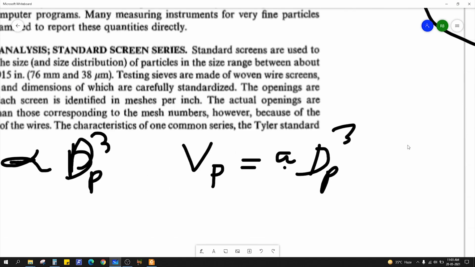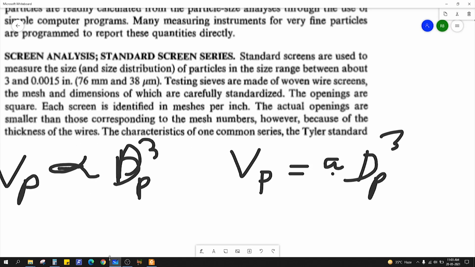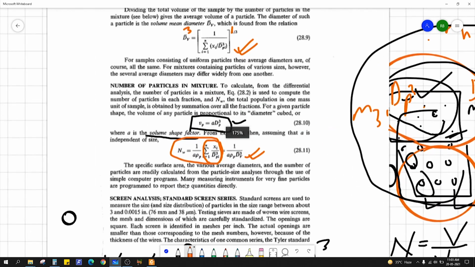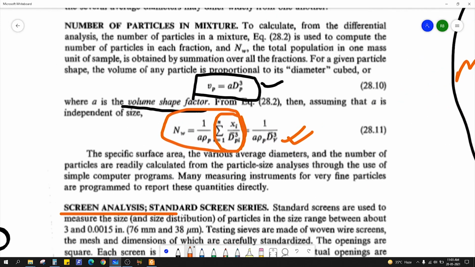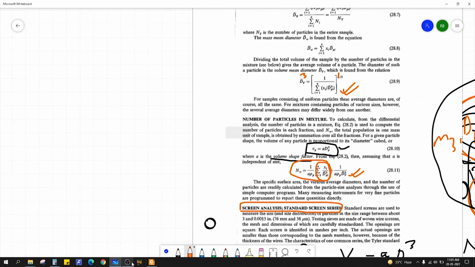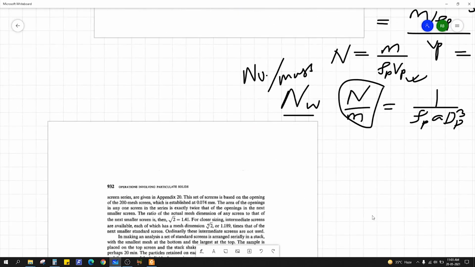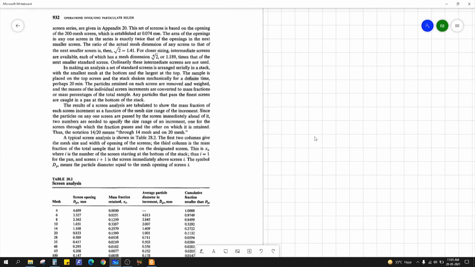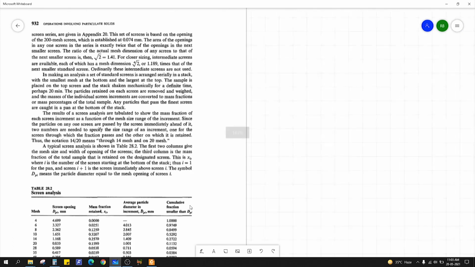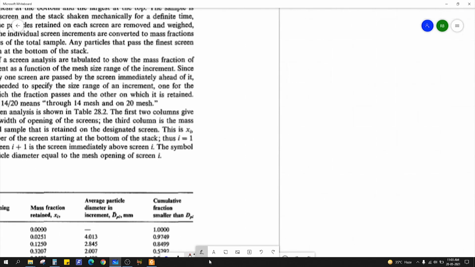Now next we'll learn screen analysis. What is screen analysis? We'll see. And what are standard screens? Okay. Let's move on to this. You can go through the PDF later on to understand more.